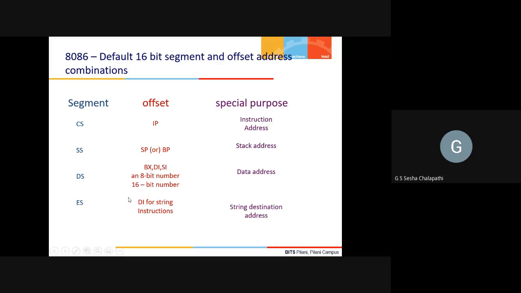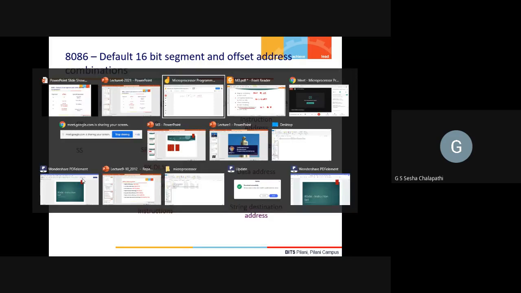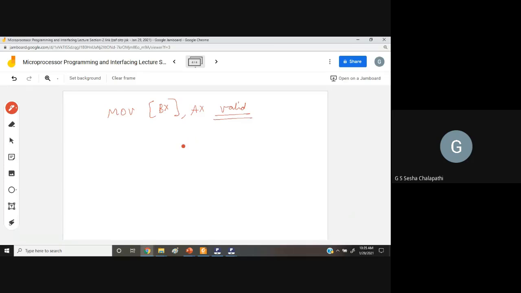Therefore I cannot use any register I like for providing the offset. In this case I have used BX, and BX can be used. When BX is used, it will combine with the data segment. If I use SI, that will also combine with the data segment. DI generally points to the ES extra segment, but it can also point to the data segment with certain conditions.